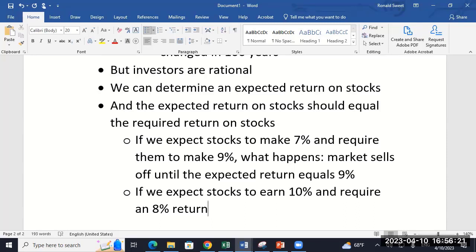It's not like investors say, wow, I really need 9%, the market's only priced for 7, but I can just keep on buying stocks. That's not a rational thing to do. So it makes sense that the required return that we can observe should equal the expected return that we can observe.